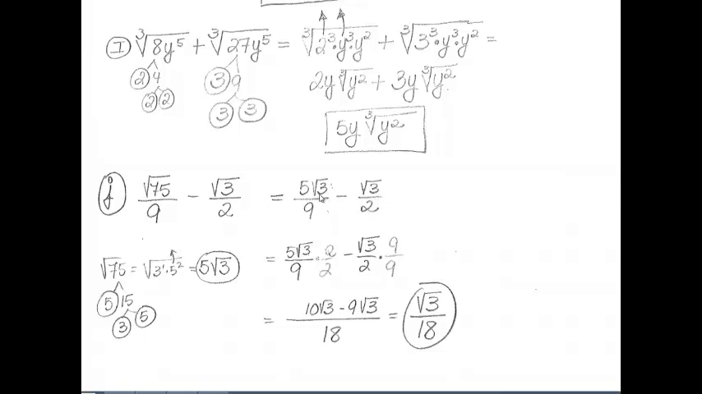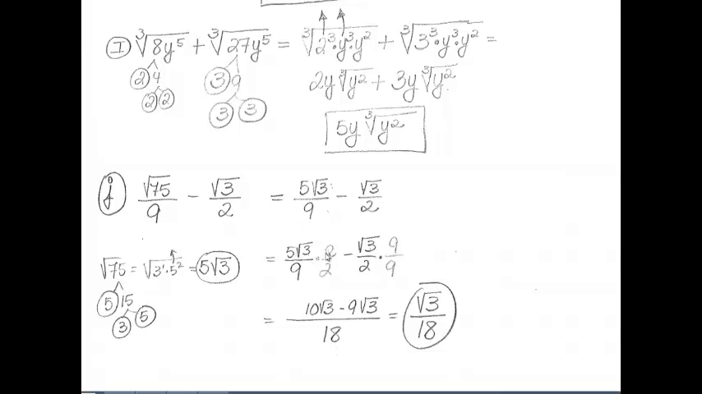over 2. Now I can combine these two, but before I can combine them, I need to find a common denominator. So that means I'm going to multiply top and bottom of the first fraction by 2. That will give me the same denominator of 18. And on the second fraction, I'm going to multiply top and bottom by 9 to give a denominator of 18. So now I have a common denominator.